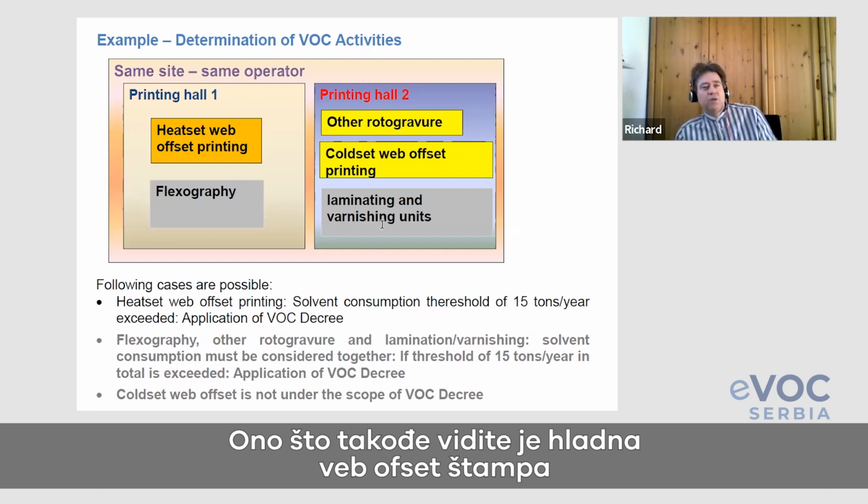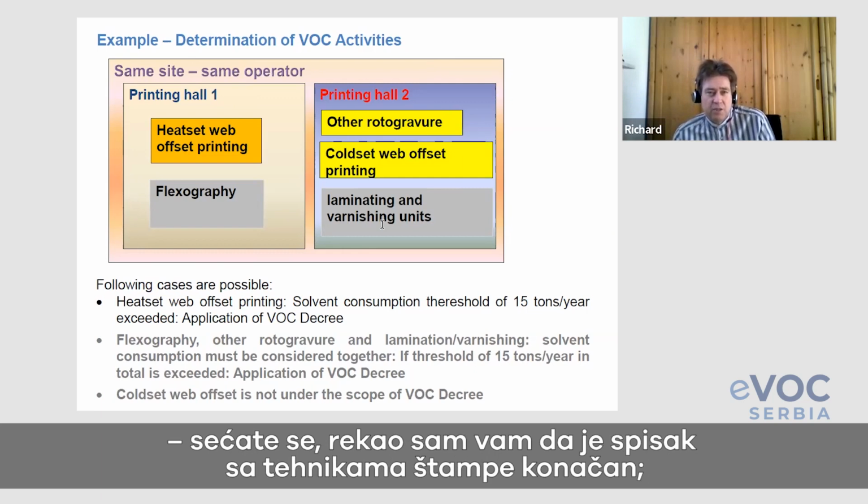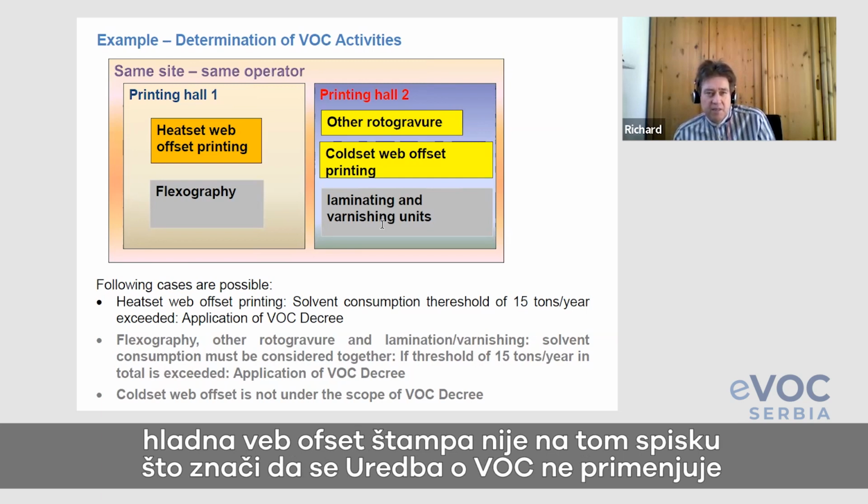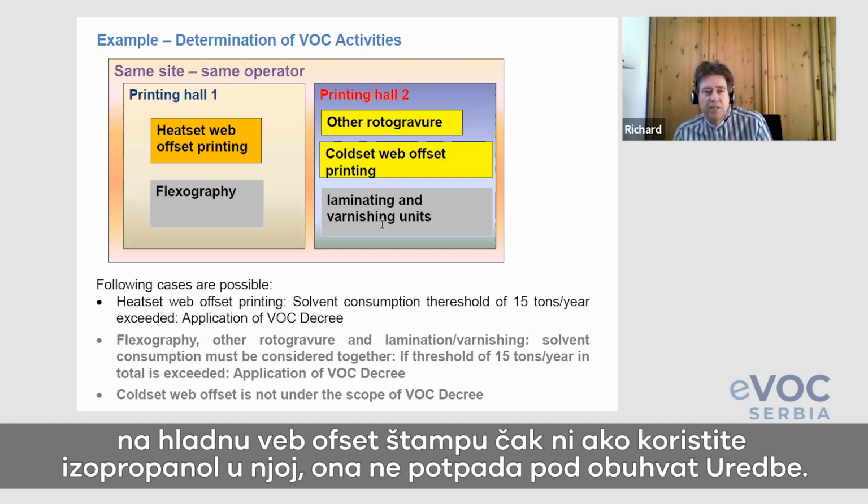But what you can see here too, you see cold set web offset. You remember, I told you that the list with the categories for printing, or classes of printing, is exhaustive. That means it is concluding. The cold set web offset is not listed. In other words, the VOC decree is not applicable to cold set web offset printing, even if you're using isopropanol and so on. It's not under the scope.